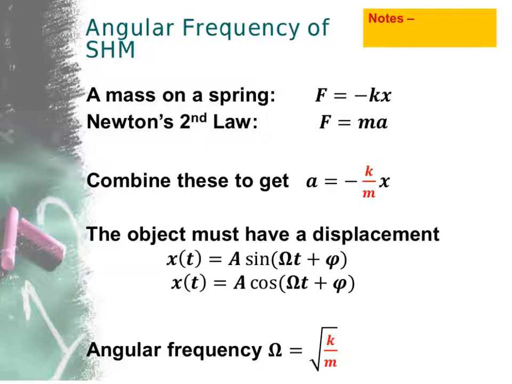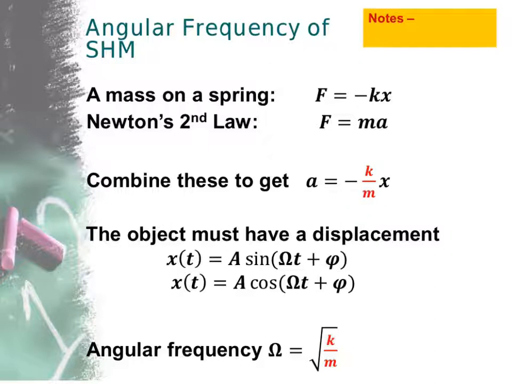And then we have Newton's second law, which states that force equals mass times acceleration. So if I replace this F with ma, and then I solve for a, I get a equals negative k over m times x.